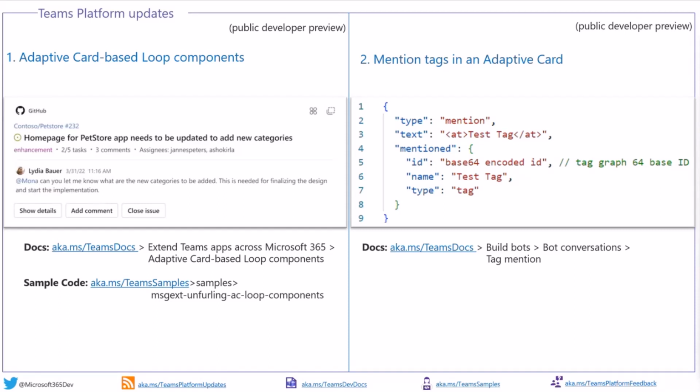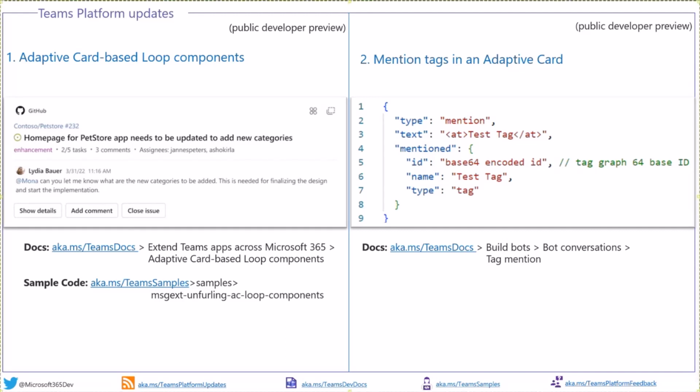First, the adaptive card-based Loop components are available in public developer preview. It enables you to build collaborative experiences within your Teams message extension that work across Microsoft 365. Adaptive card-based Loop components have actionable content that enables users to make live updates without having to switch context between Microsoft 365 apps, such as Teams and Outlook.